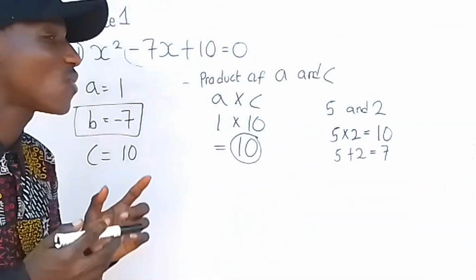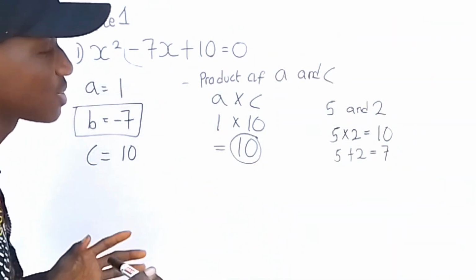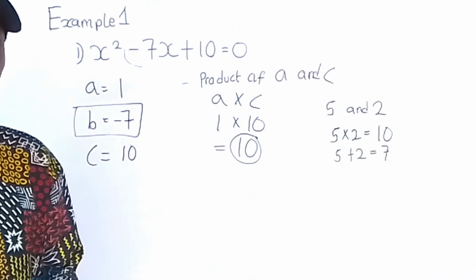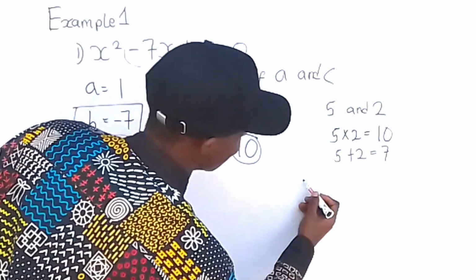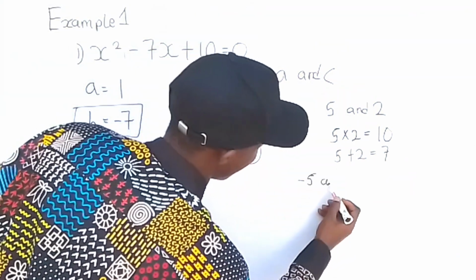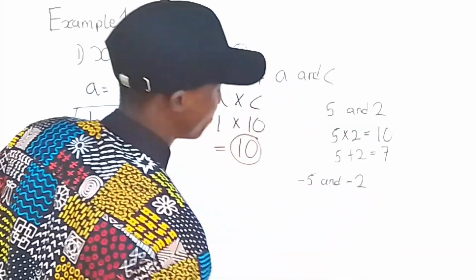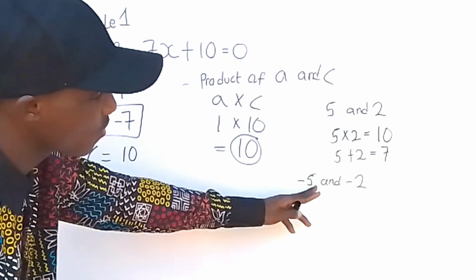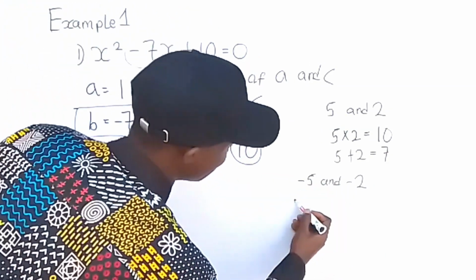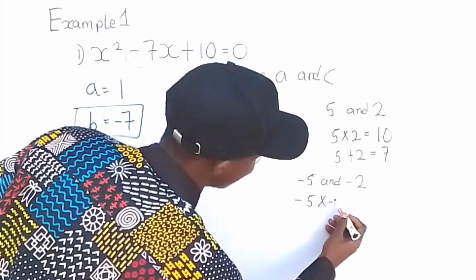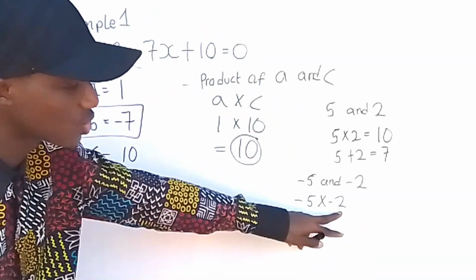Now, let us think of another number. Let us make use of minus 5 and minus 2. Let us take the product of minus 5 and minus 2. Minus 5 multiplied by minus 2. Minus 5 times minus 2, that is 10.